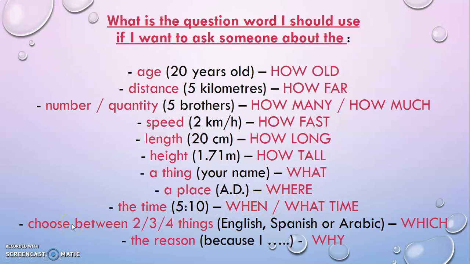When you ask someone to choose between 2 things or 3 things or 4 things, you would use the question word which. For example, I would ask you, which do you prefer, tea or coffee? So here I'm asking you to choose between 2 things, tea or coffee. So I would use the question word which. Which one do you like best? And finally, when you want to ask someone about the reason, you would say why. For example, why are you late?